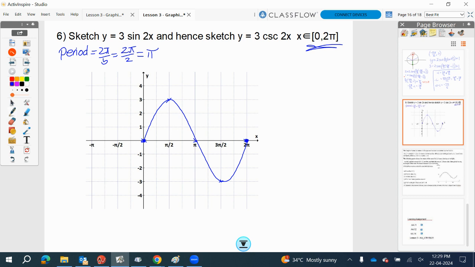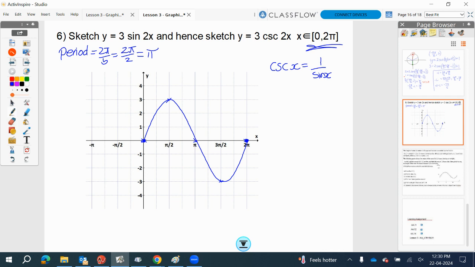Next up, we need to sketch the cosecant. The cosecant function is cosecant of x is equal to 1 over sine x. What's that going to cause? If the sine function is 0, what will happen to the cosecant function? Undefined. So how will that appear in a graph? Like an empty circle.